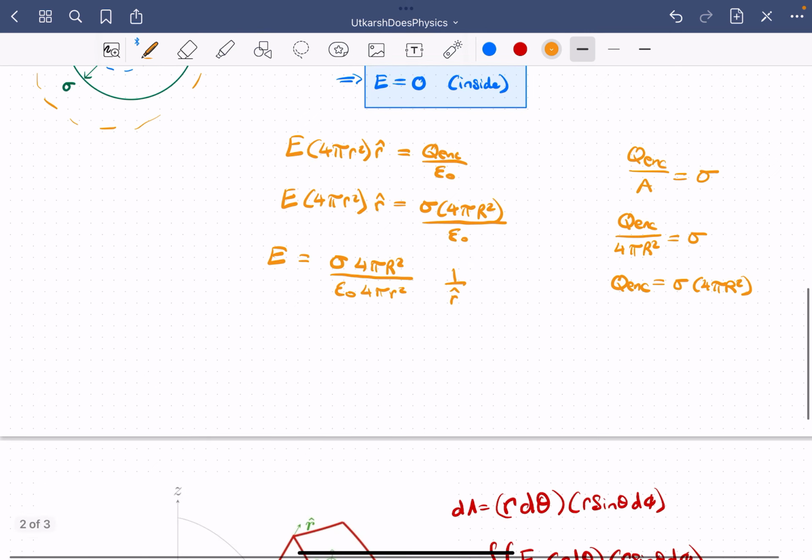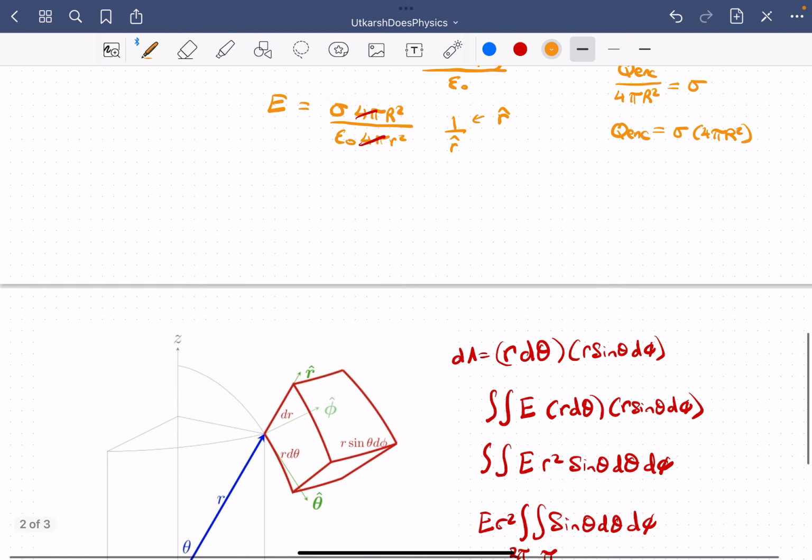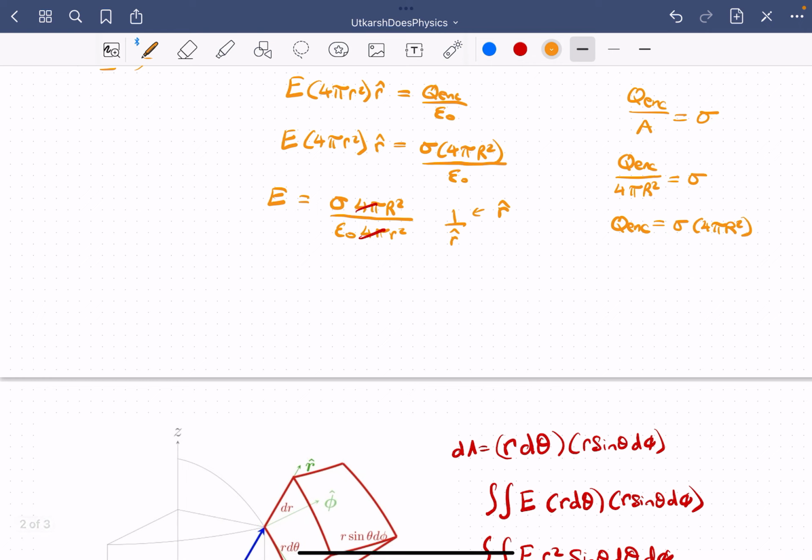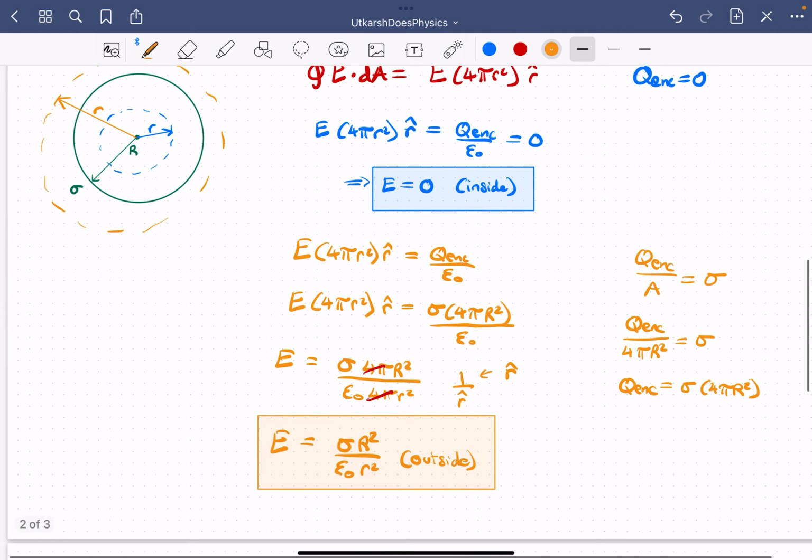Great. So now the 4 pi's can cancel out. And we notice that r hat is just a unit vector. So therefore, we can write the final value of E, which is sigma R squared over epsilon naught r squared, r hat, outside. And you should find that this exactly matches the value that you find in problem 2.7.